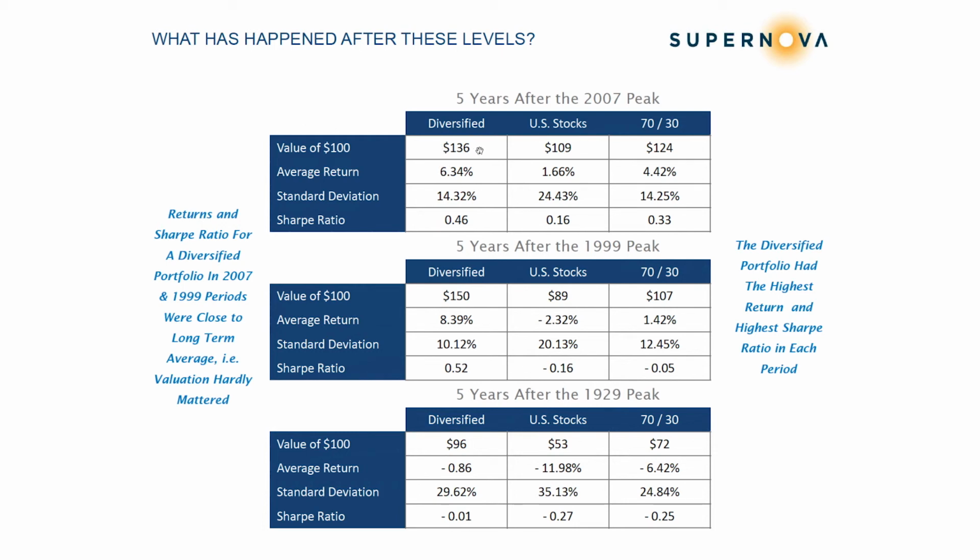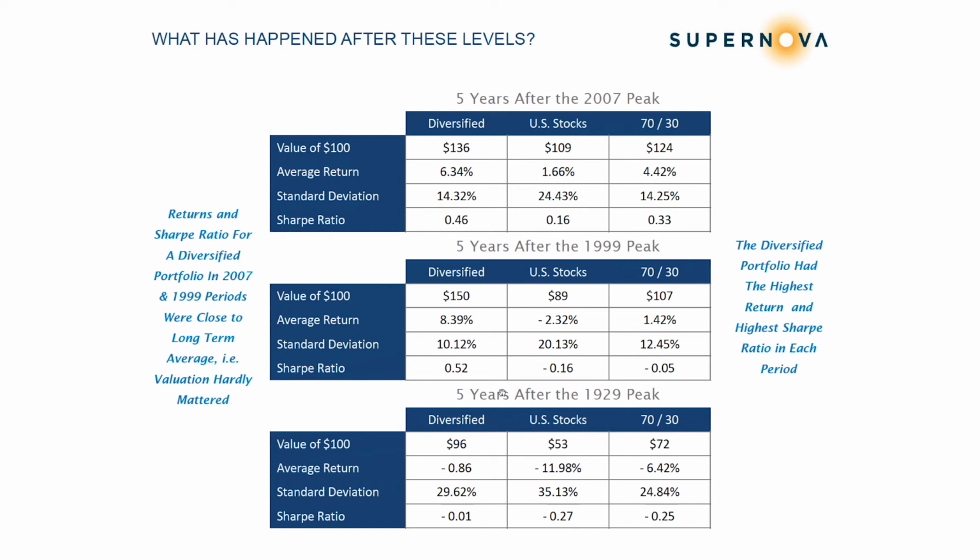But it gets interesting when we go down to the middle rectangle. 5 years after the 99 peak, if you put $100 in the diversified portfolio, it would have grown to $150. 5 years later, US stocks were still down, and that 70-30 portfolio would have only grown to $107. Being diversified would have added more than 30% to your net worth in just 5 years. I call that a game changer.